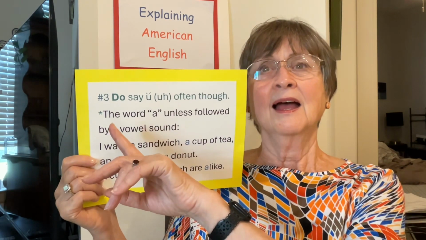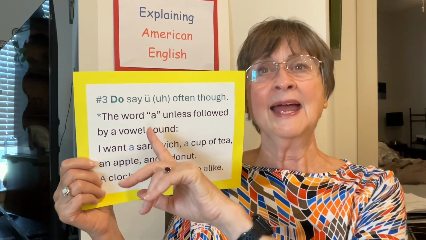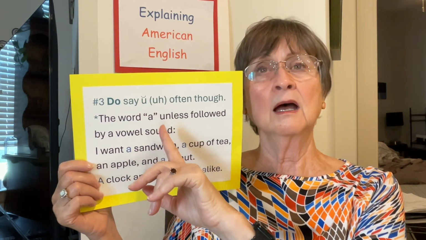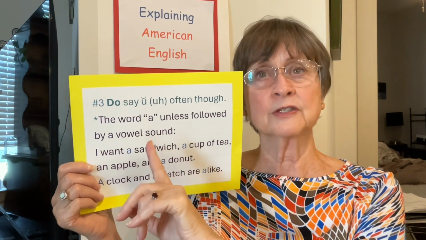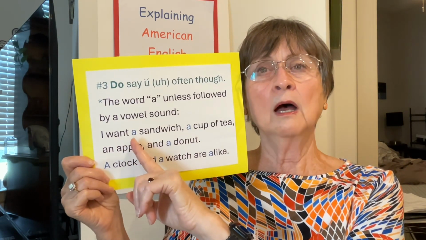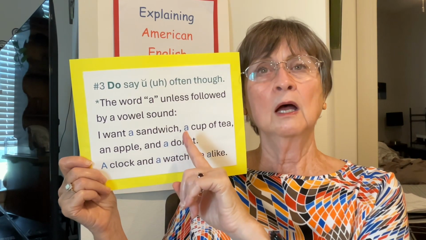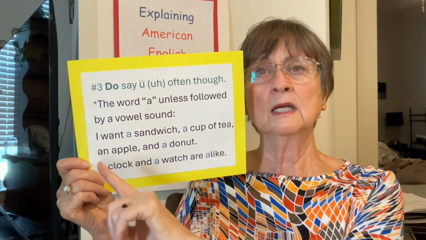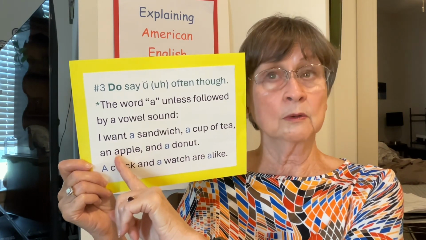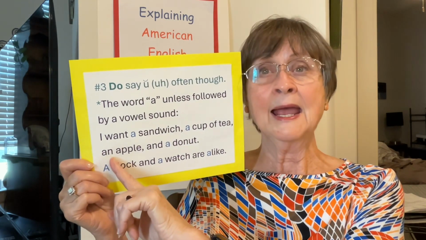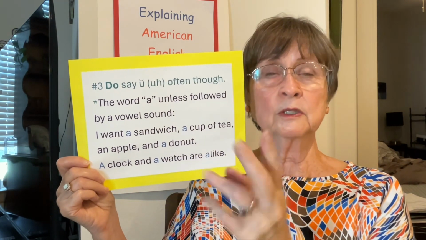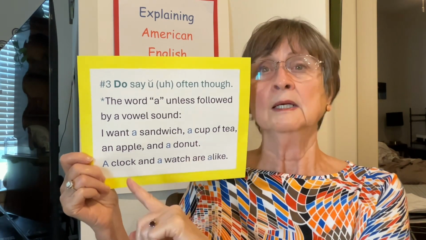Okay. The word a, here's when you use an. The word a, unless followed by a vowel sound. I want a sandwich, a cup of tea. I can't use a here because that starts with a vowel, so I'm going to use an apple, and a donut. You can spell donut 2 ways. This is the short way.